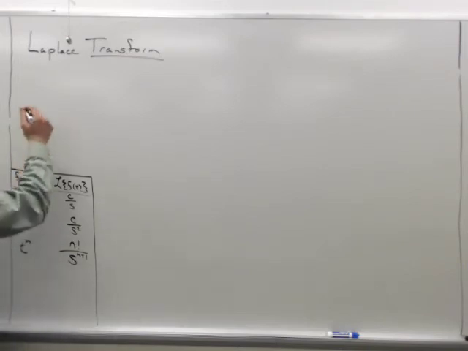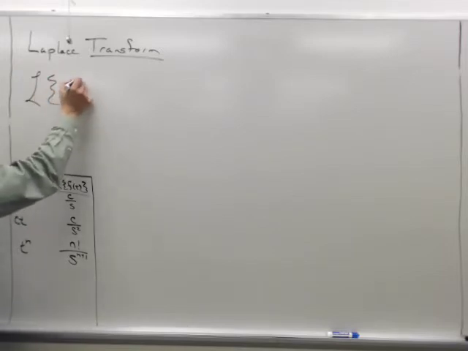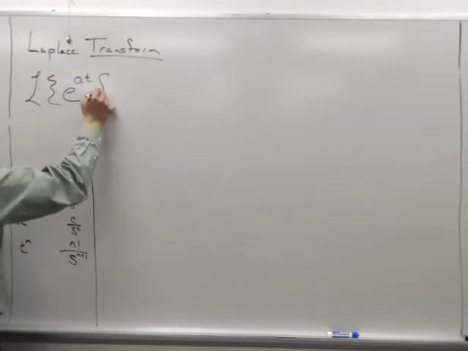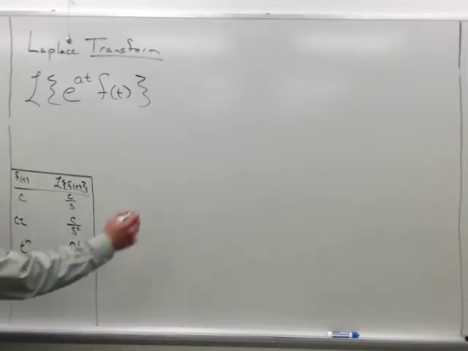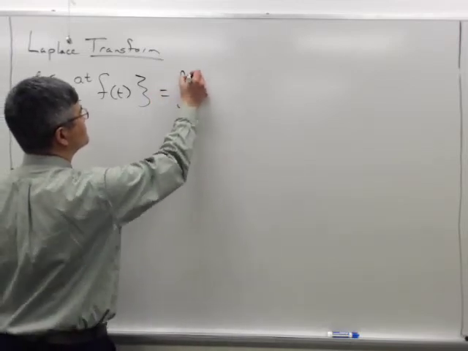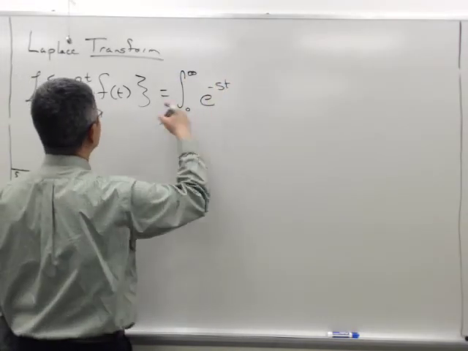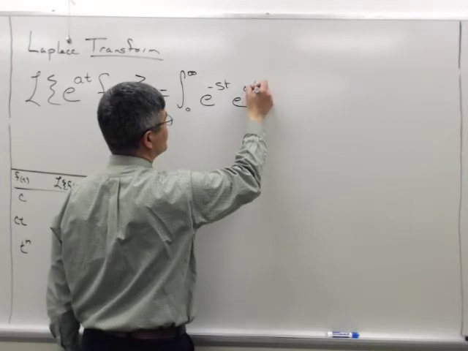This is very important. If I do this, the Laplace transform of e to the at times f of t. So take a function, then multiply it by an exponential. The question is, what is that? Well, let's apply our definition. That's just going to be e to the minus st times our function, which is e to the at f of t.